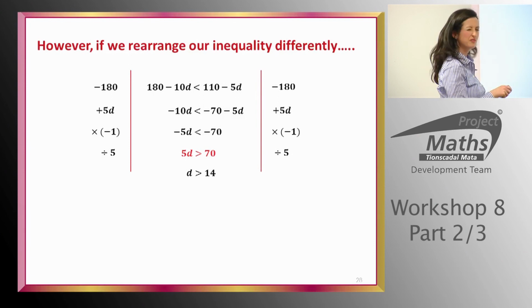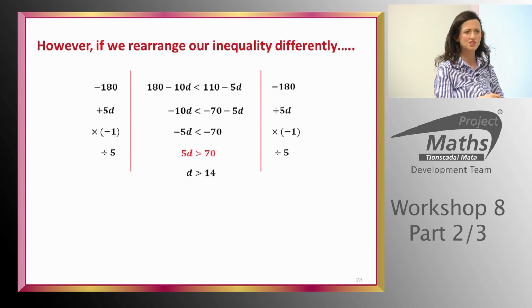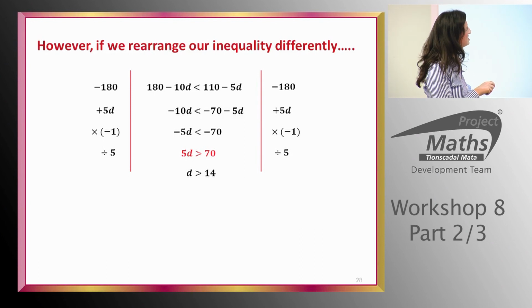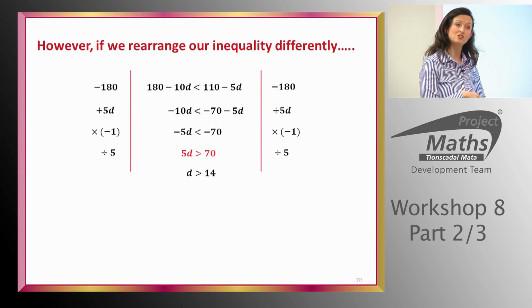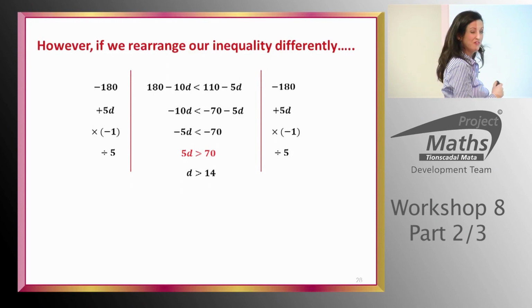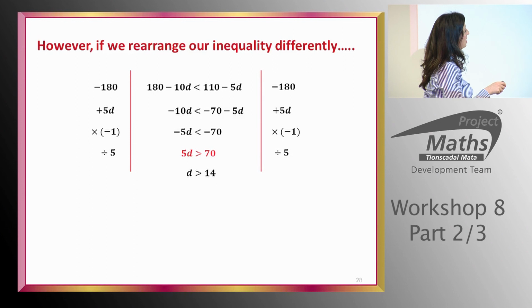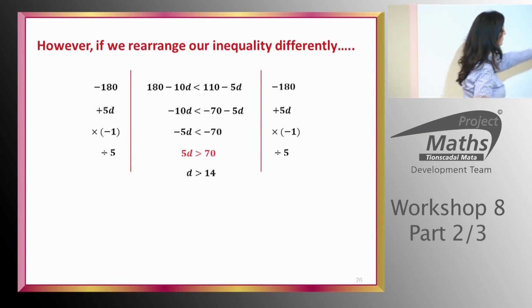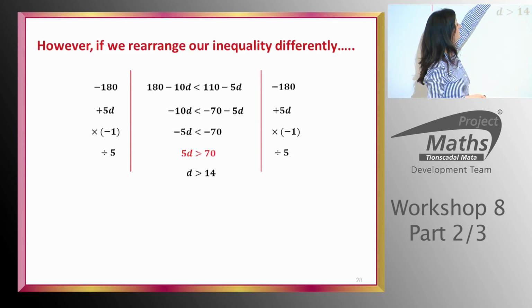Okay. Then what if the next thing the student saw was the minus 5d? And they go, okay, I'm going to get rid of that because I want my d's on the left. They do tend to take their stuff to the left, don't they? Their x's or their unknowns to the left. So if that's what they have in mind, they might say, I'm going to add 5d to both sides. So if I do that, I get rid of this 5d, and now minus 10d plus 5d is minus 5d. So now, minus 5d is less than minus 70.